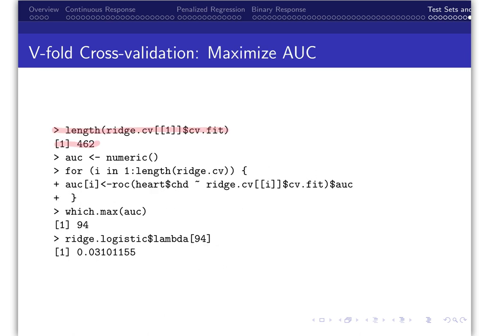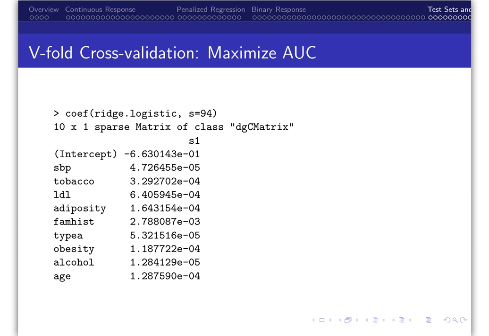Here you see the length of the first lambda in the ridge cross-validation result, stored in cv.fit, is 462. This is the number of observations in the heart data frame because the cv.fit entry stores the predicted probabilities. If we want to compare each lambda with respect to the area under the curve, we need to extract the area under the curve for each lambda. The 94th model has the largest AUC corresponding to a lambda of 0.031. The estimated coefficients corresponding to that model attaining the maximum AUC are listed here.